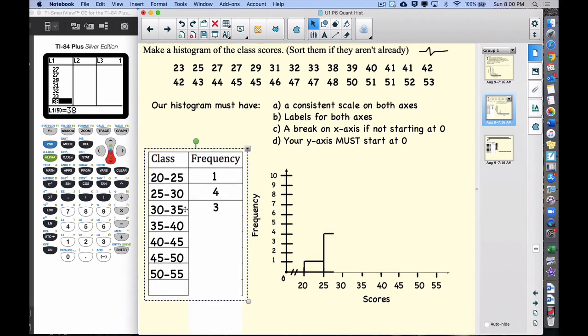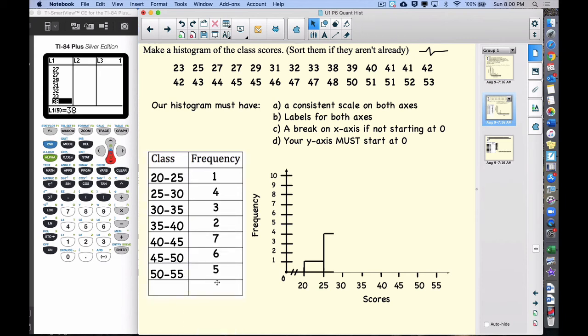And then you just keep on going. You can use your calculator. You can also do it on paper. But we're just going to count how many numbers are in each bar, and then make my bars go up to each of those heights. And that's pretty much it for making a frequency histogram.